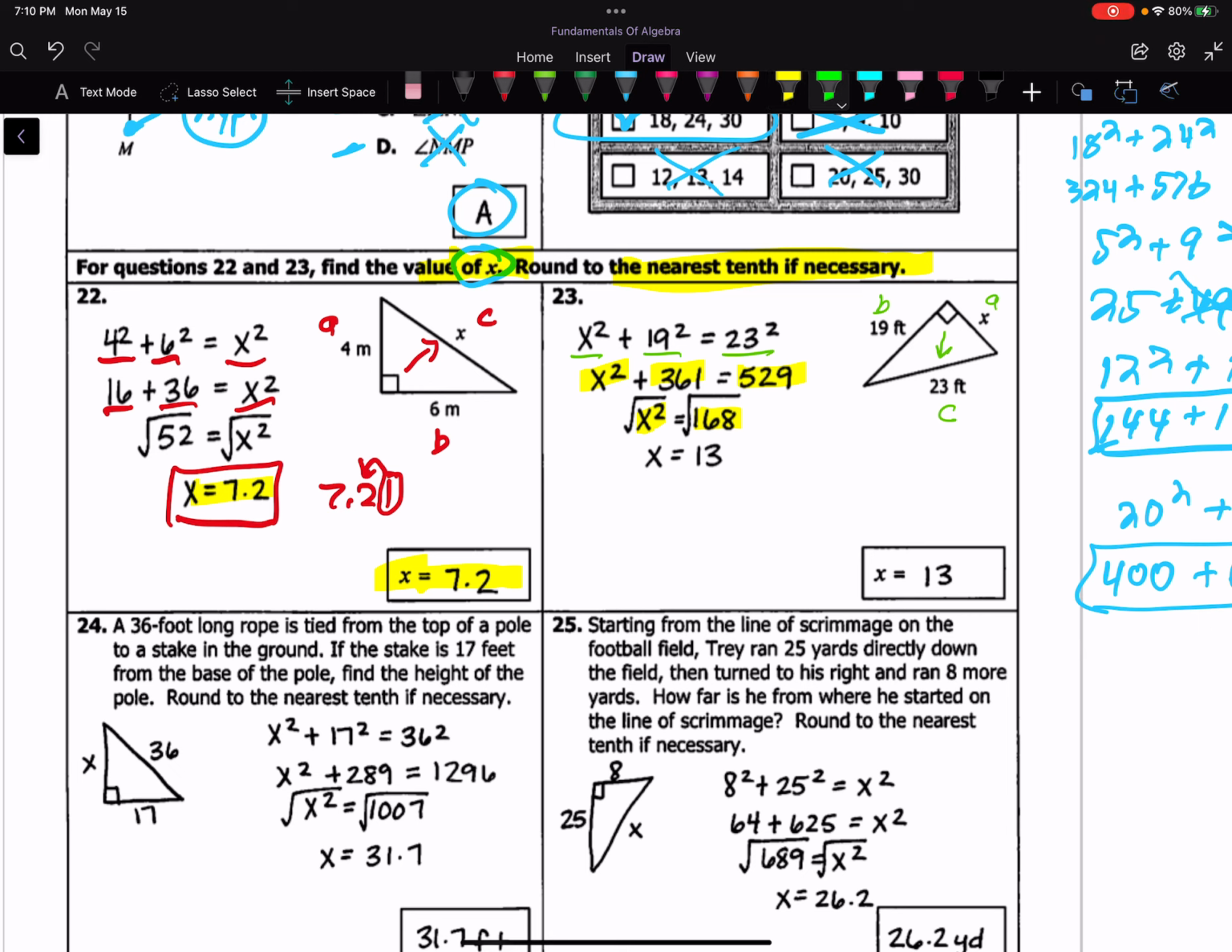Then as a second step we take the square root of both sides. The square root of 168 is not 13. The square root of 168 is equal to 12.96. The 6 makes the 9 become a 0, and that also rolls over this to be a 3. So that's where we get 13.